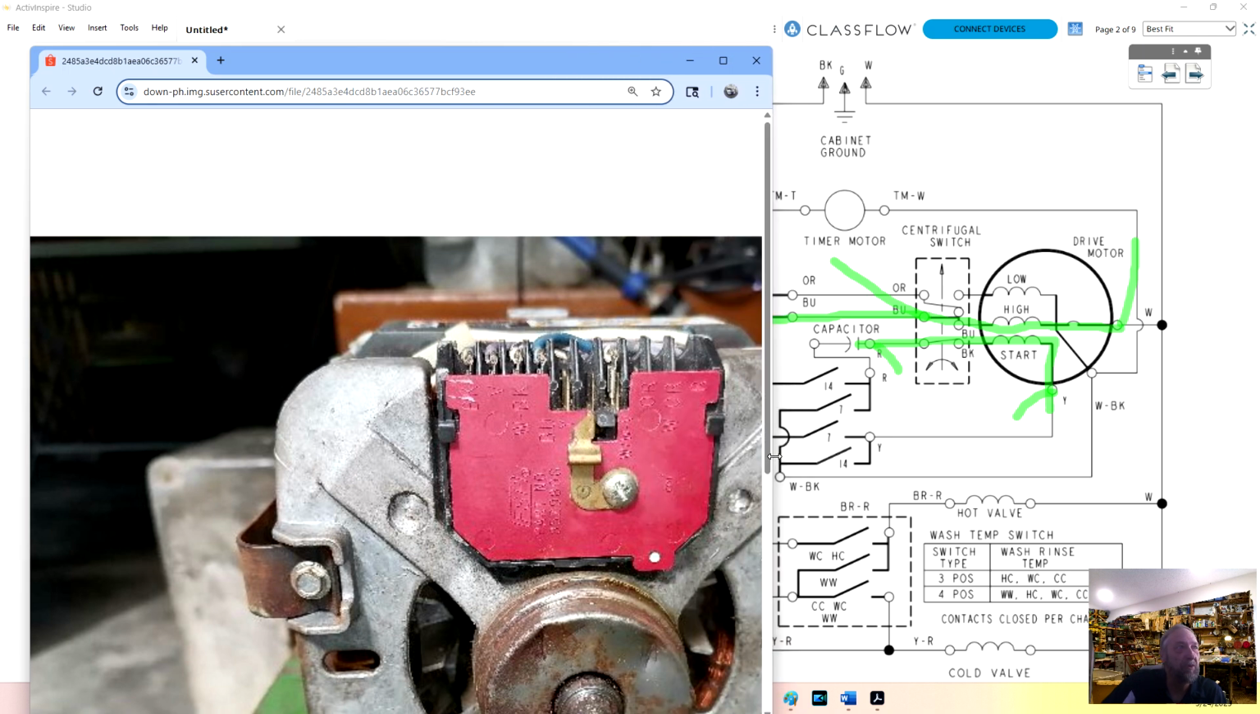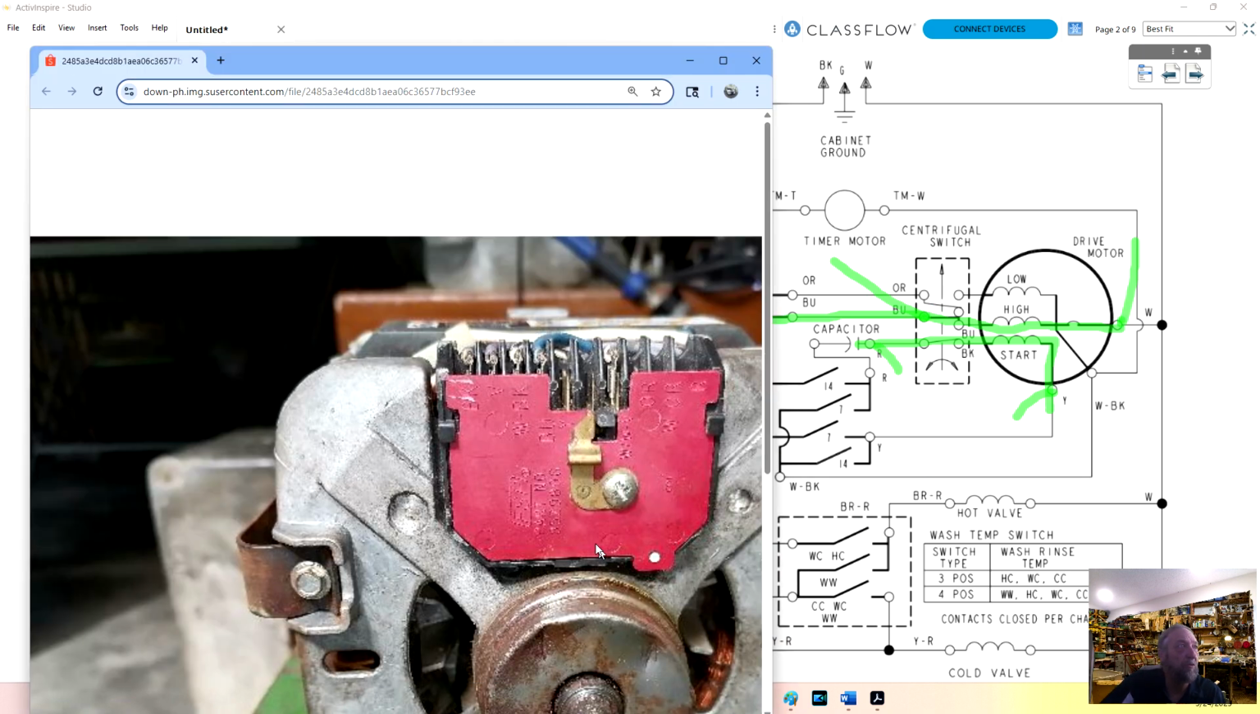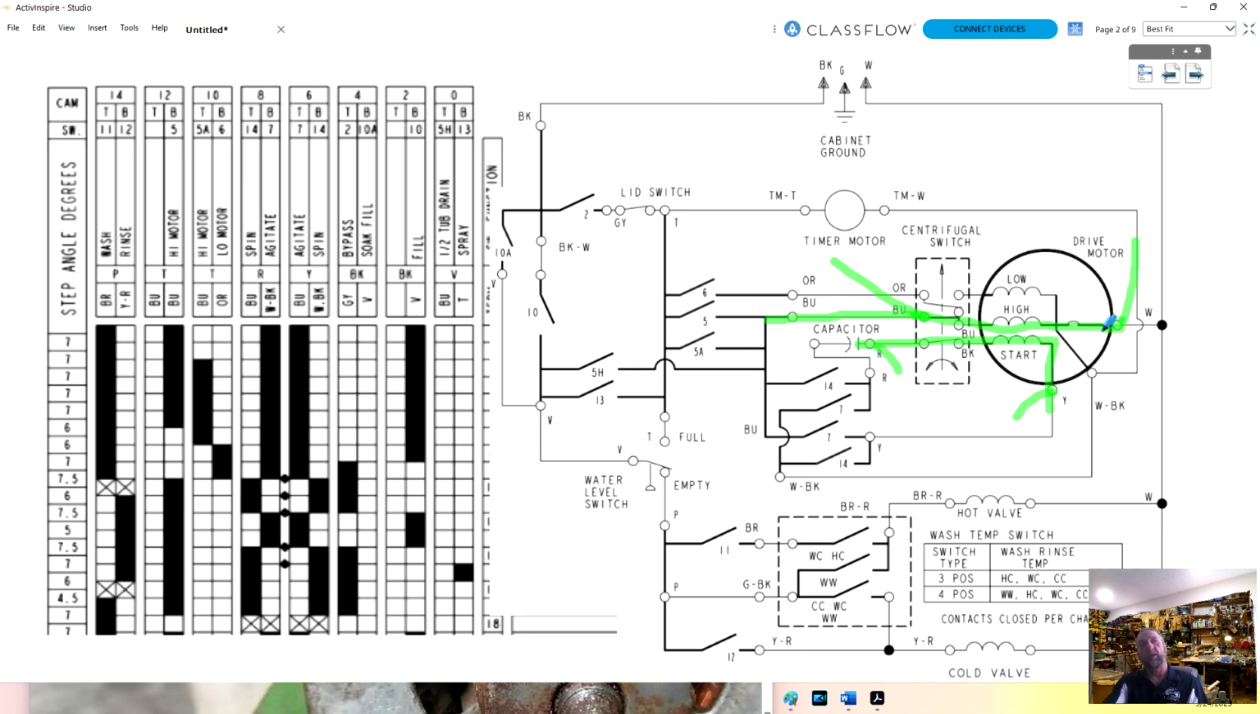But if we look here at the motor, we're going to check blue and white. If I go to this motor, blue is right here, so I'm going to check this pin right here, and white would be, it's hard to tell. I think this is white right here. White and blue right there. But that's where you would put your meter to make those two tests.